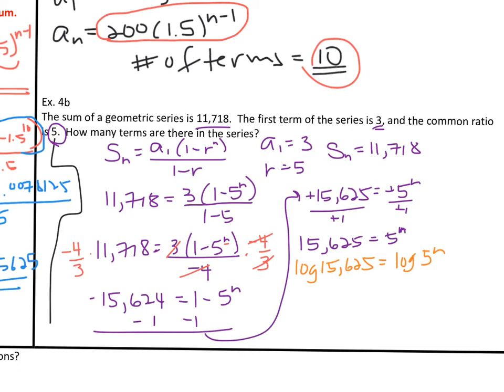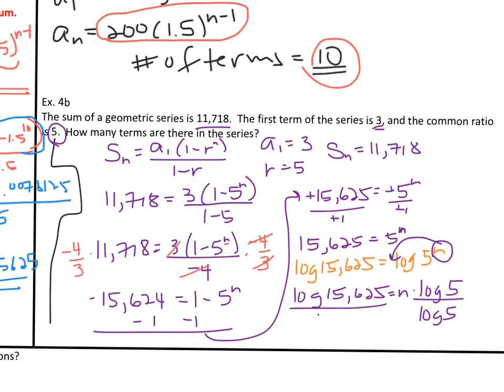That finally allows us to bring n out in front, giving us log 15,625 equals n times log 5. To get n by itself, we divide. Make sure you type this into your calculator, just so that we get a match. Log 15,625 divided by log 5 would show that there are 6 terms in that geometric series.